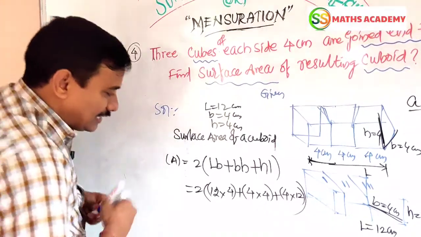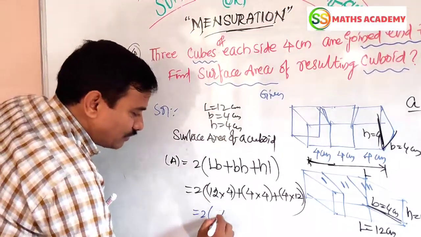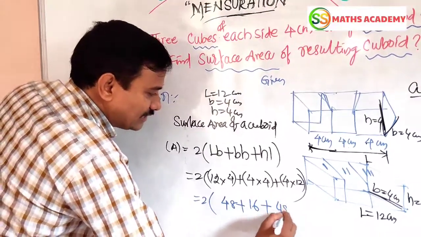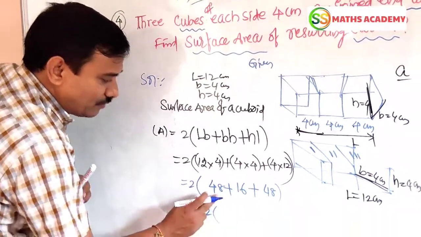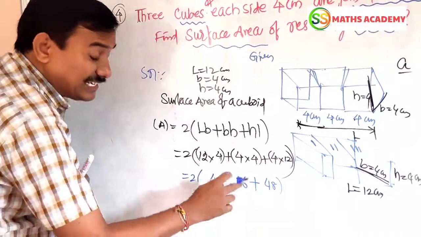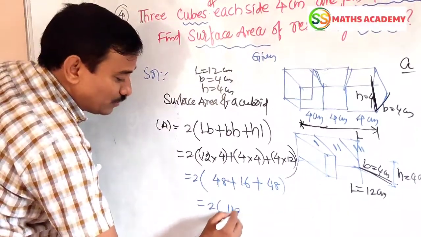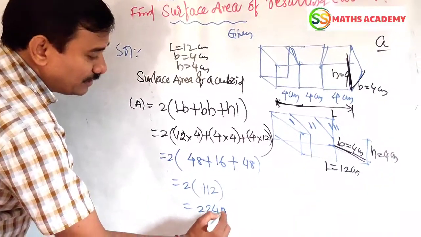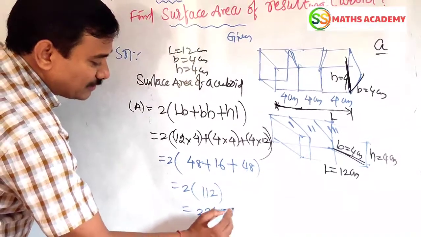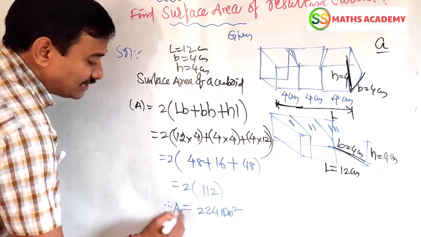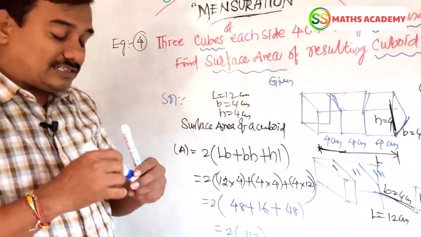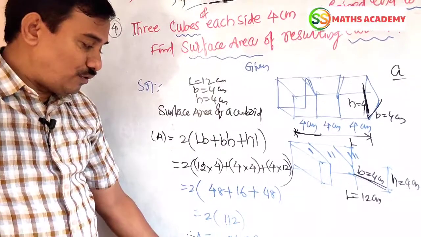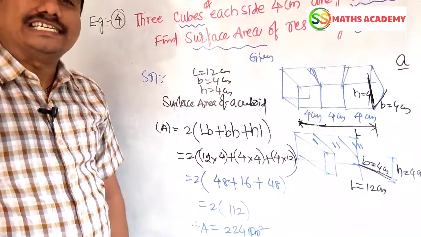Now let us see. Now 2 is the common term. 12 4s are 48 plus 4 4s are 16 plus 12 4s are 48. Yes, sum of 48 plus 48 is 96. 96 plus 16 is 112. So 2 into 112 is 224 centimeter square. This is the surface area of the resulting cuboid. Thus, the surface area of the cuboid is 224 centimeter square or square centimeter.